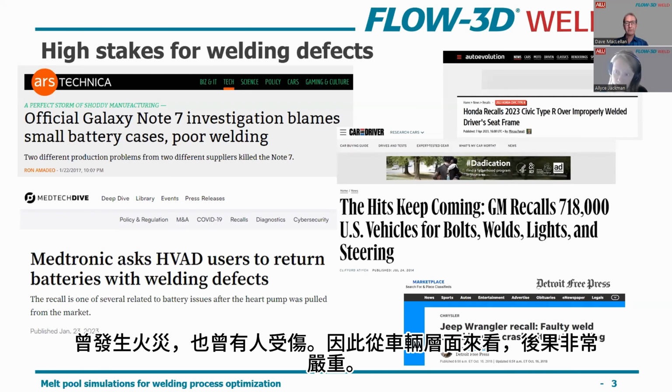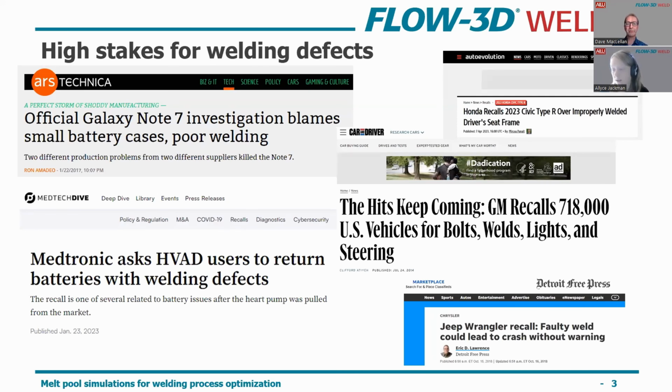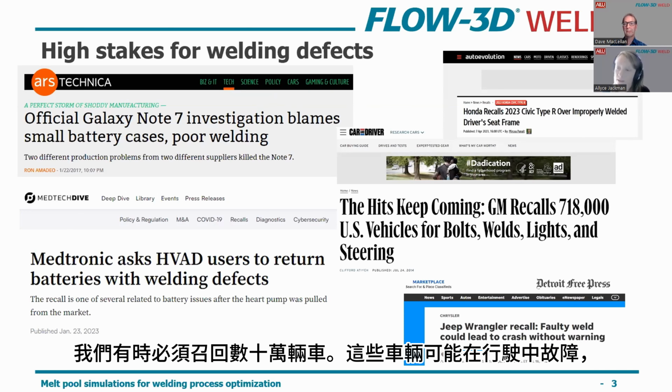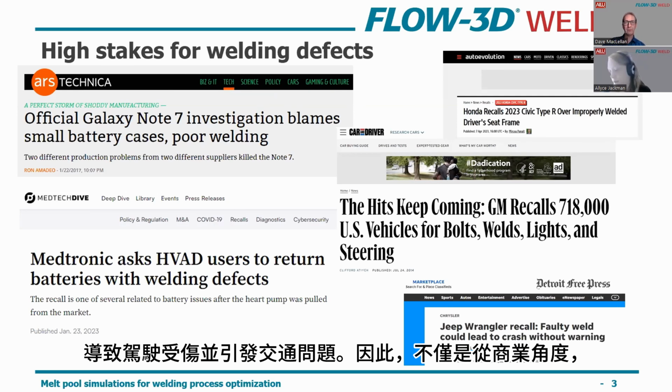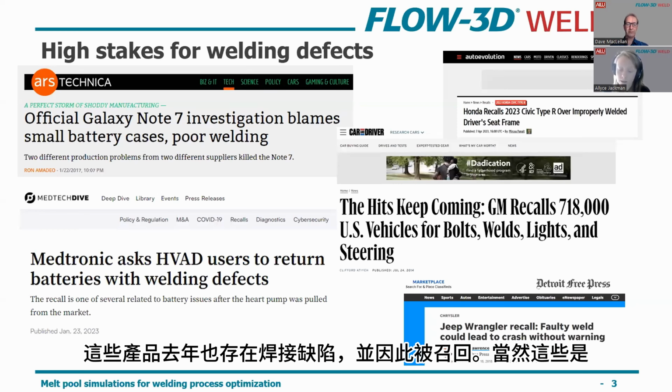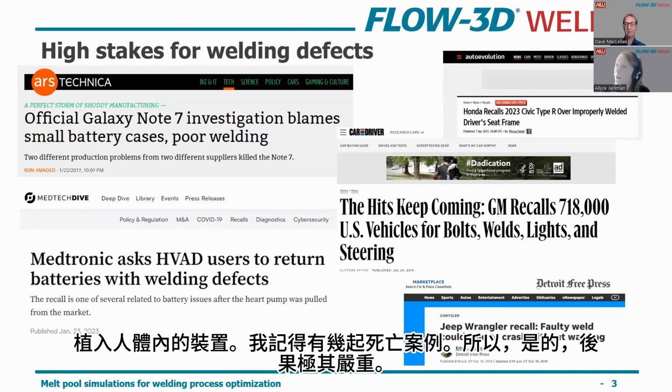So high consequence there. We see on the vehicle side of things, of course, vehicles are tens of thousands of dollars each, and pulling back hundreds of thousands of vehicles because of welding defects, sometimes breaking down on the road, causing injury to drivers, causing traffic issues. So beyond just the business standpoint, there's a lot of things that we need to consider. With the Medtronic heart pumps, there was a welding defect in those just last year, and they were recalled. Of course, these are implanted into people's bodies. There were, I think, a few deaths. So, very high consequence.